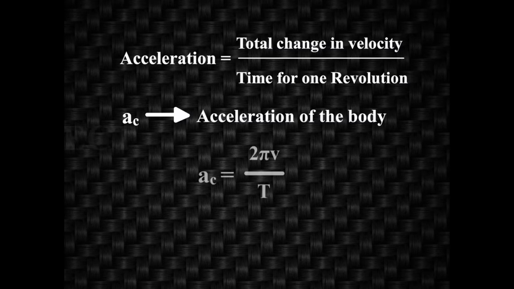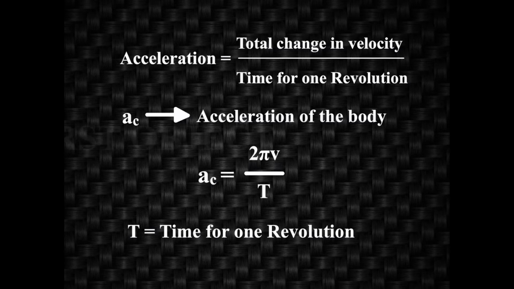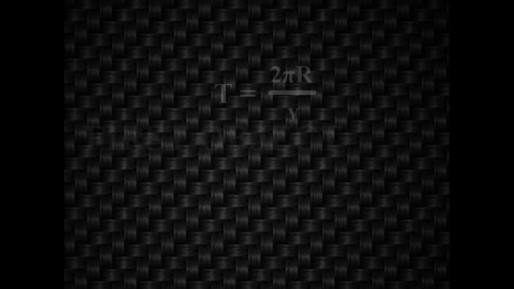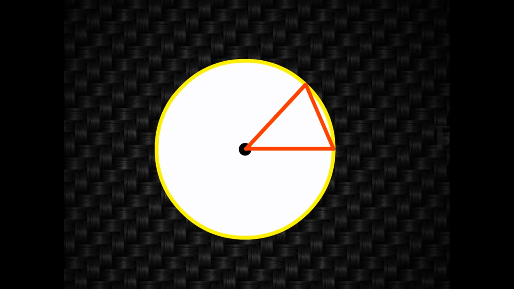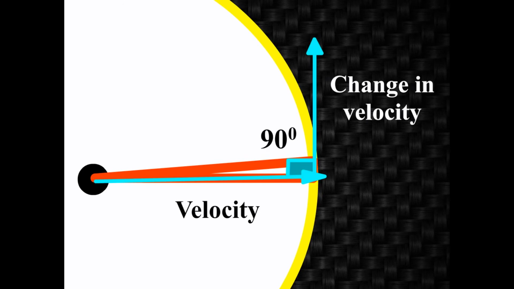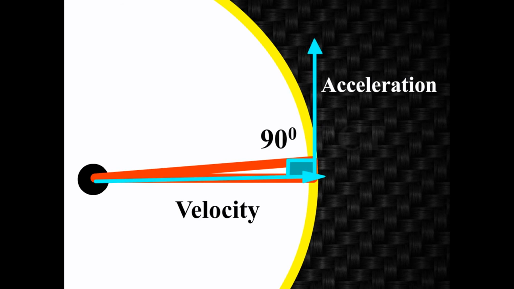That is, a_c is equal to 2 pi v by t, where t is the time required to complete a revolution. We know that t is equal to 2 pi r by v. Substituting this expression in the preceding formula, we get a_c is equal to v square by r. As the vertex angle of isosceles triangles decreases, the angle between the change in velocity and the velocity vector approaches 90 degrees. Therefore, the acceleration of a body in uniform circular motion is directed perpendicular to its velocity.